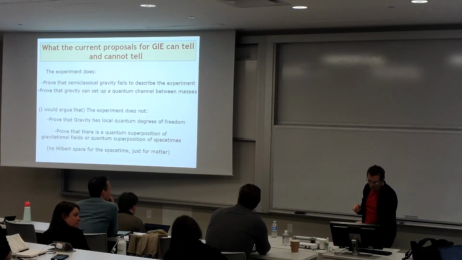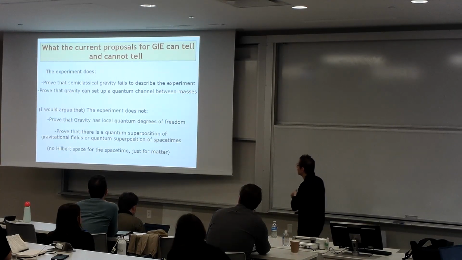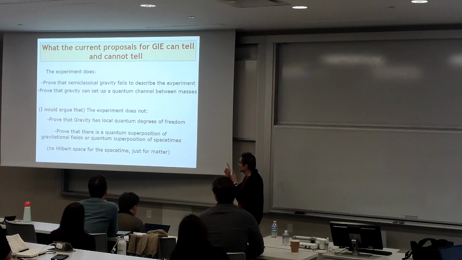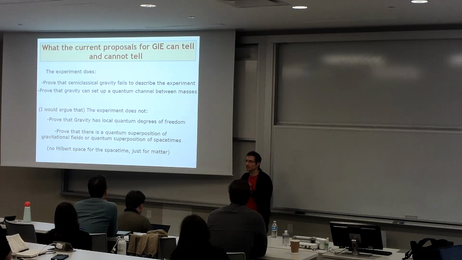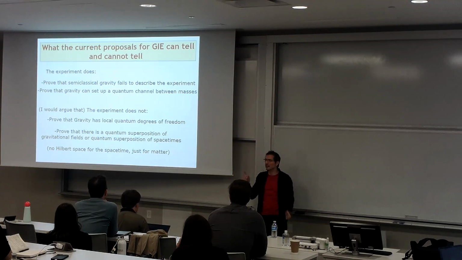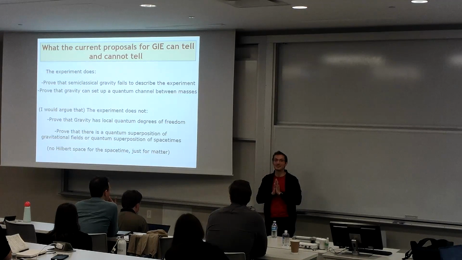Now, where I disagree, or I would argue that the experiment does not prove the existence of local quantum degrees of freedom for gravity. I gave a model where there are no local degrees of freedom of gravity. In fact, it comes from making h bar equal to 0 in the quantization sector of the field. That reproduces entanglement. And it's relativistic, so it's still local in the relativistic sense. It doesn't violate signaling of any kind.